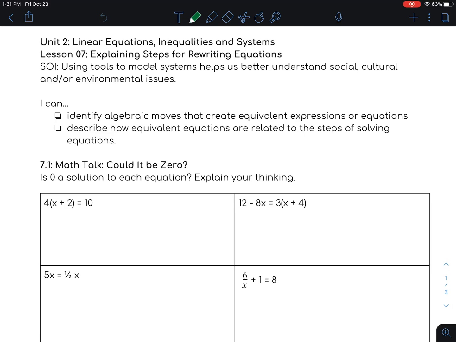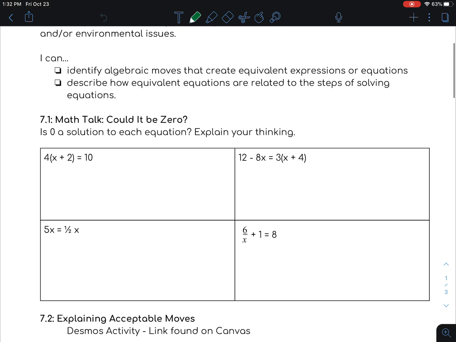Let's take a look at the next lesson, which is called Explaining Steps for Rewriting Equations. And our goal here is, again, to take a look at some of the algebraic moves that create equivalent expressions or equations, and to describe how equivalent equations are related to the steps of solving equations.